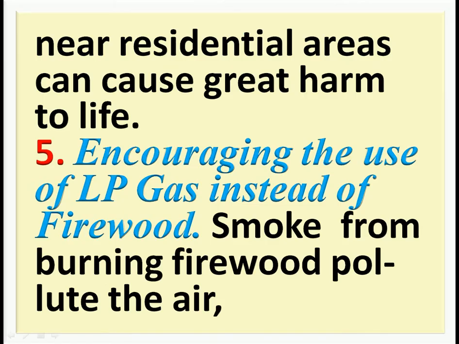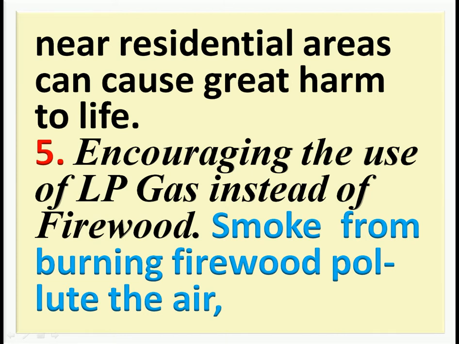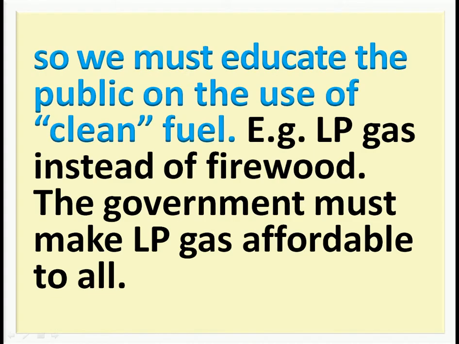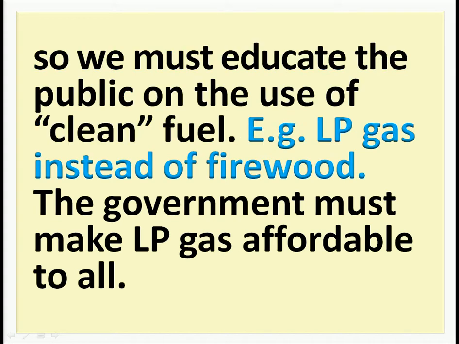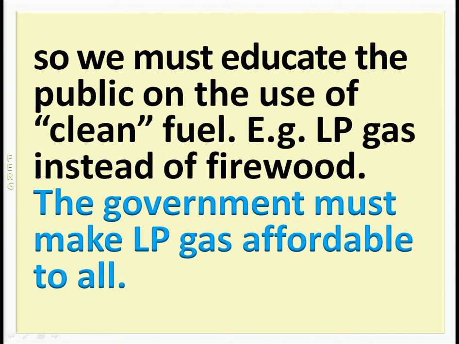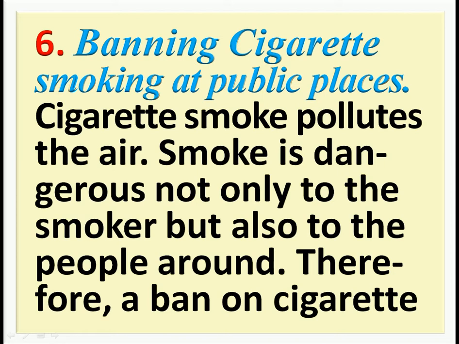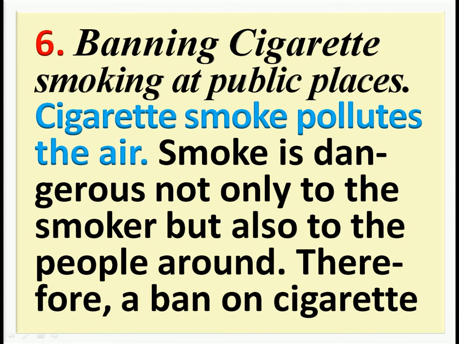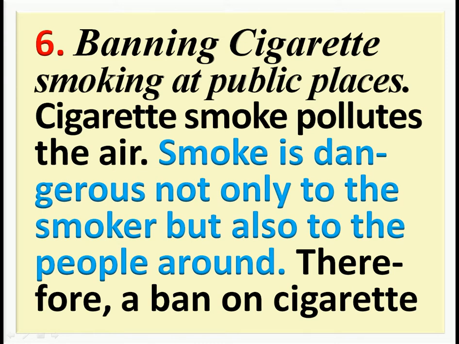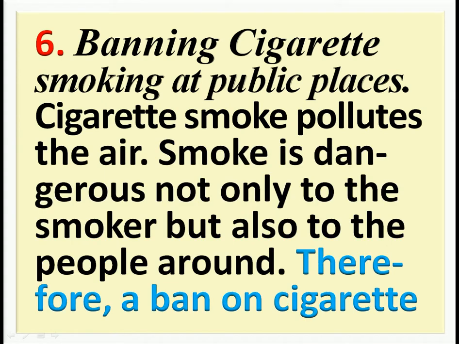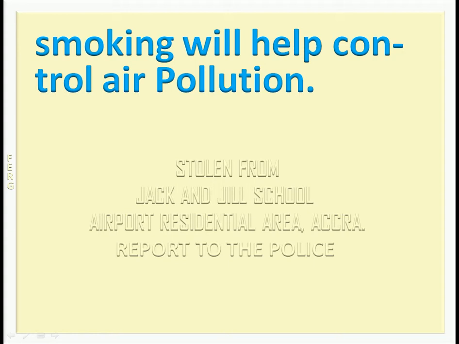5. Encouraging the use of LP gas instead of firewood. Smoke from burning firewood pollutes the air, so we must educate the public on the use of clean fuel. For example, LP gas instead of firewood. The government must make LP gas affordable to all. 6. Banning cigarette smoking at public places. Cigarette smoke pollutes the air. Smoke is dangerous not only to the smoker but also to the people around. Therefore, a ban on cigarette smoking will help control air pollution.